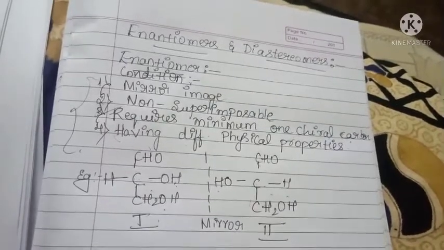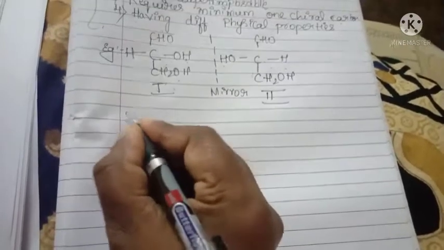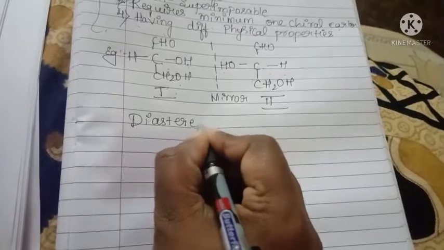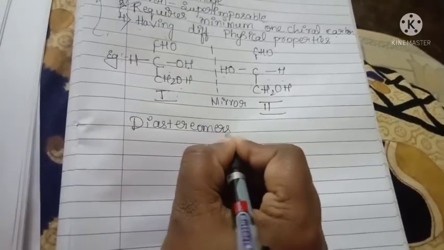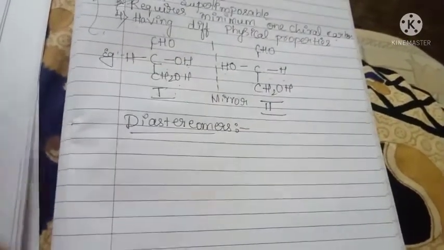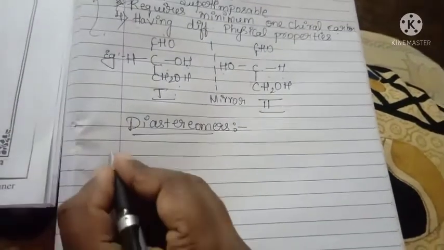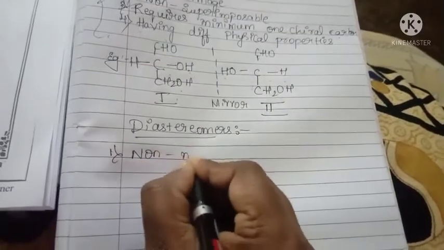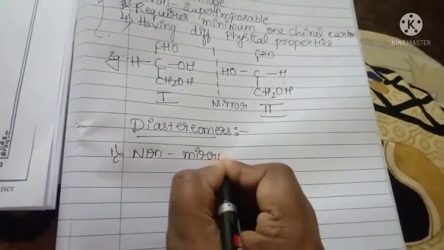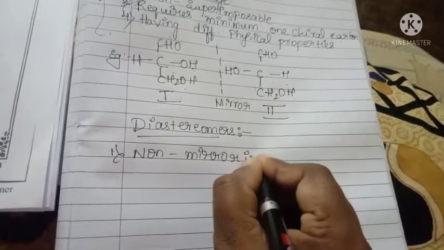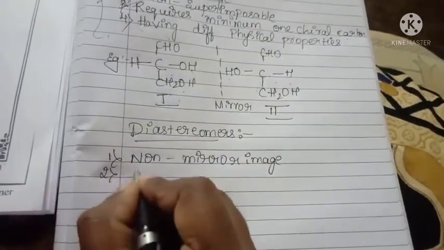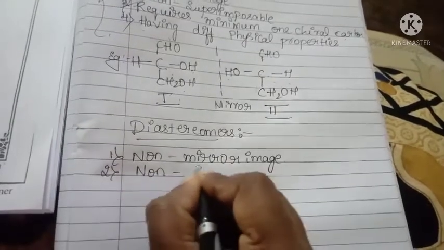Okay, next we will move on to the diastereomers. In diastereomers, here also there will be conditions. One condition is, first one is non-mirror images. It means it does not have a mirror image. Then the second one is non-superimposable.